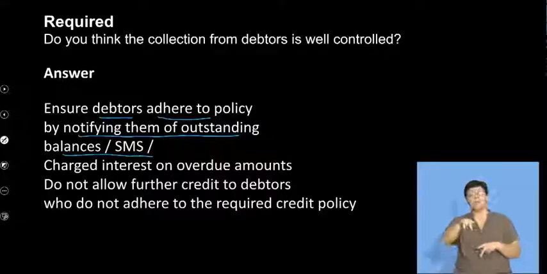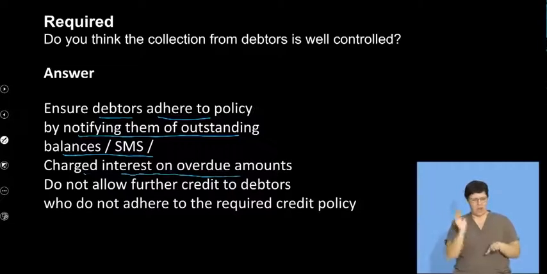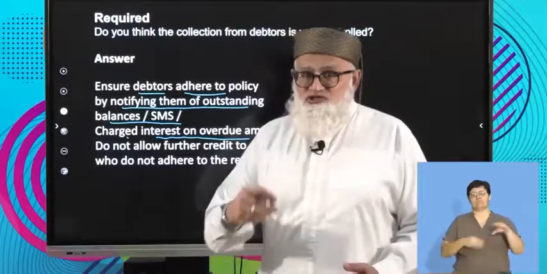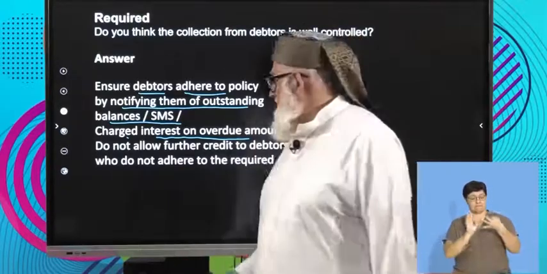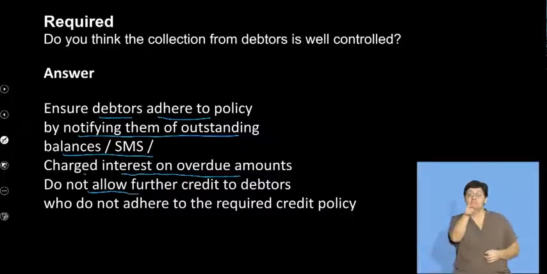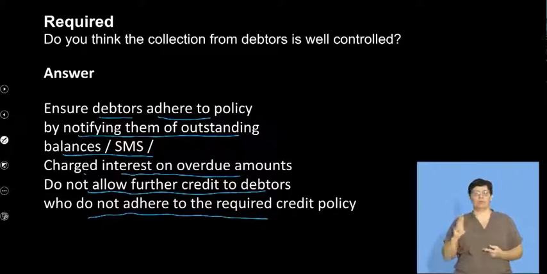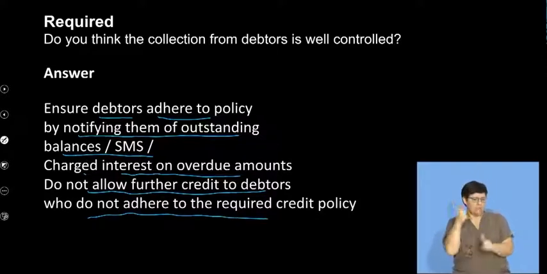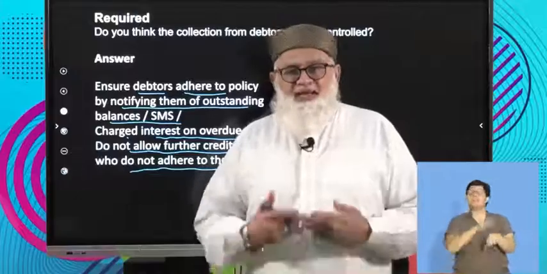Two, charge interest on overdue amounts. That means where a debtor is not settling his account timeously, you charge interest. That means you increase the amount that they have to pay you. You do not allow for future credit to debtors who do not adhere to the required credit policy. In other words, if a debtor is not complying, then certainly you need to take some action.